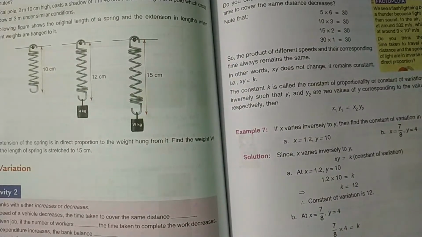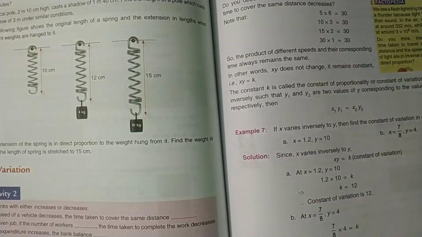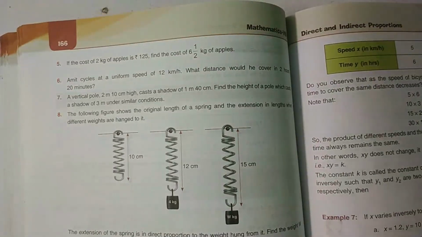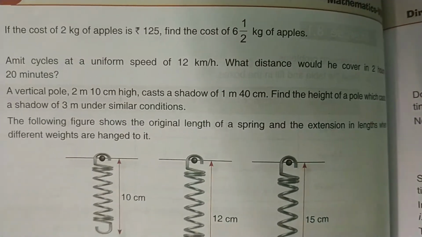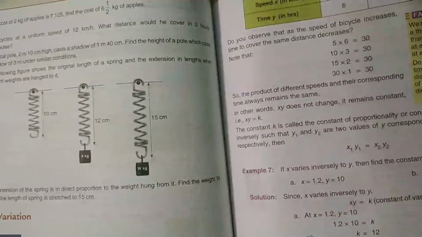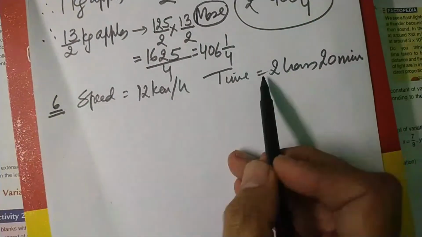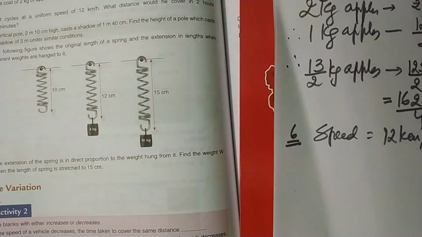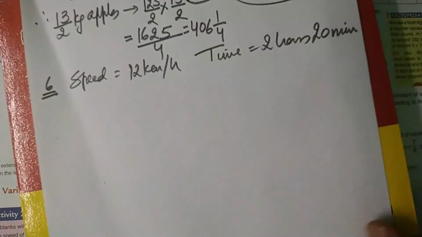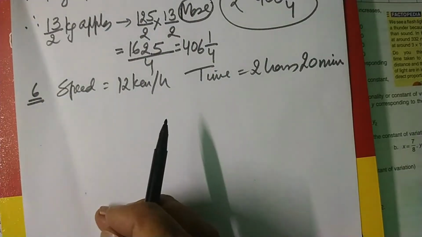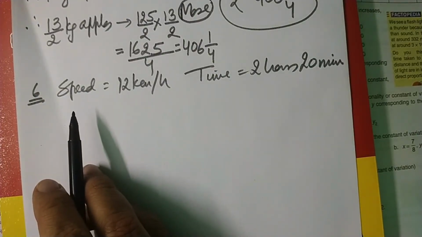In this question, see your book and the question. Amit cycles at a speed of this, what distance will he cover? So what do you have to find? There are two things. You can do it by speed method. In this question the speed is given and time is given, and what do you have to find? What distance will he cover? His speed is given and time is given. So I can solve it by two ways. Let's do it with the direct and inverse variation method.